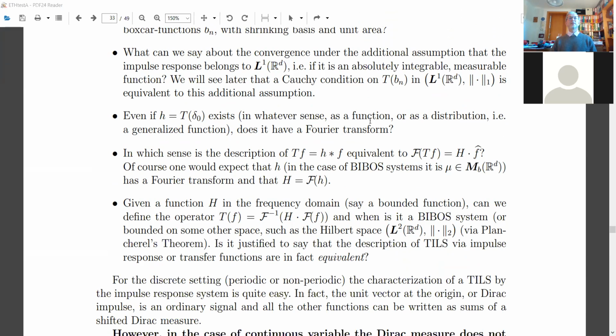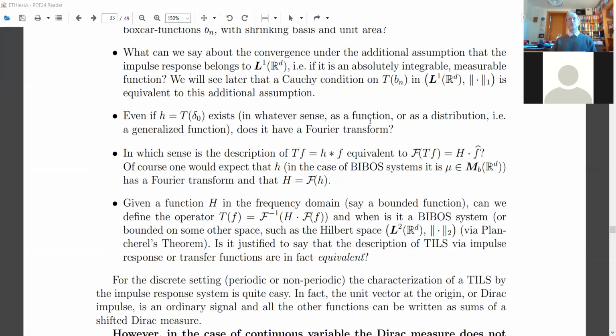So if you get T of delta 0, and this is a function h or a measure, does it have a Fourier transform? We have not studied this yet. The other way is if you're having this equivalence. So is it really true that in this maybe more general, and actually it will be more general, context, you have this equivalence? For me, going a little bit ahead, the Plancherel theorem and the characterization of linear systems on L2 which are translation invariant is a good example.